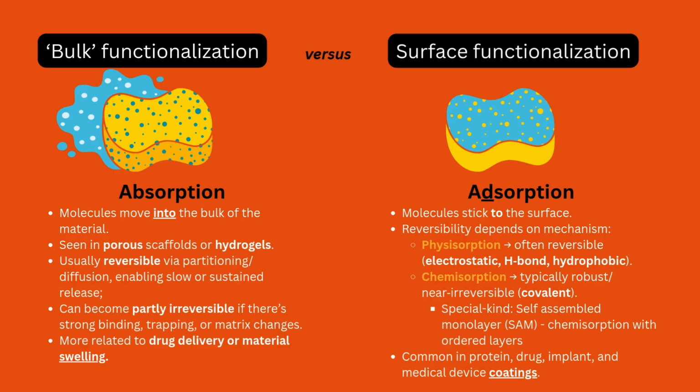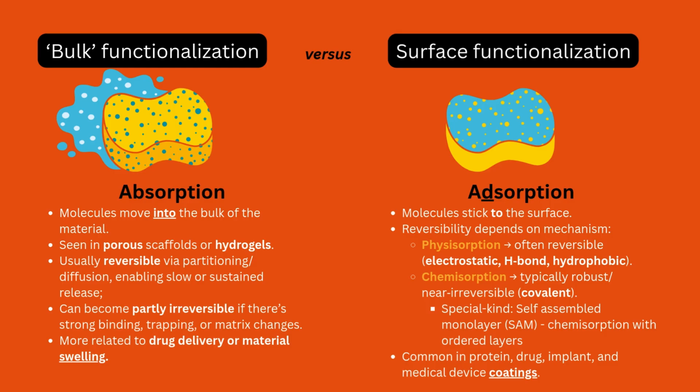In nanomedicine, it's important to understand how molecules interact with the material, whether on the surface or deep inside. Absorption is when molecules move into the bulk of a material, like water soaking into a sponge. It's useful for drug loading or swelling effects, but not for precise surface control. Adsorption, on the other hand, is all about surface interaction.